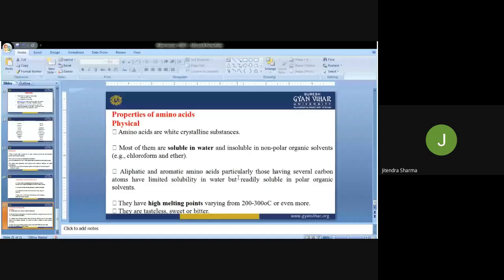Now the properties of the amino acids. This is also very important. The physical properties: amino acids are white crystalline substances. Most of them are soluble in water and insoluble in non-polar solvents. It means amino acids are not like fatty acids. They dissolve in water.